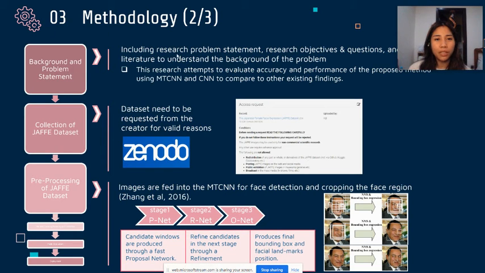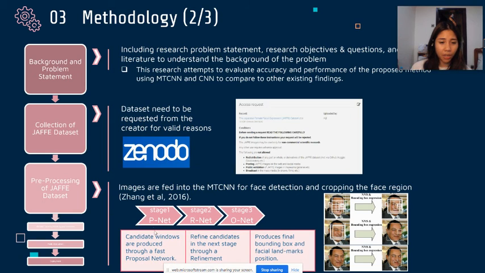Background and problem, including the research problem statement, as we have already talked about before. This research attempts to evaluate accuracy and performance of the proposed method using MTCNN and the CNN to compare to other existing findings. The collection of the dataset is the JAFFE, where the dataset needs to be requested from the creator for valid reasons. Pre-processing of the JAFFE dataset is done by using the MTCNN for face detection and cropping of the face region.